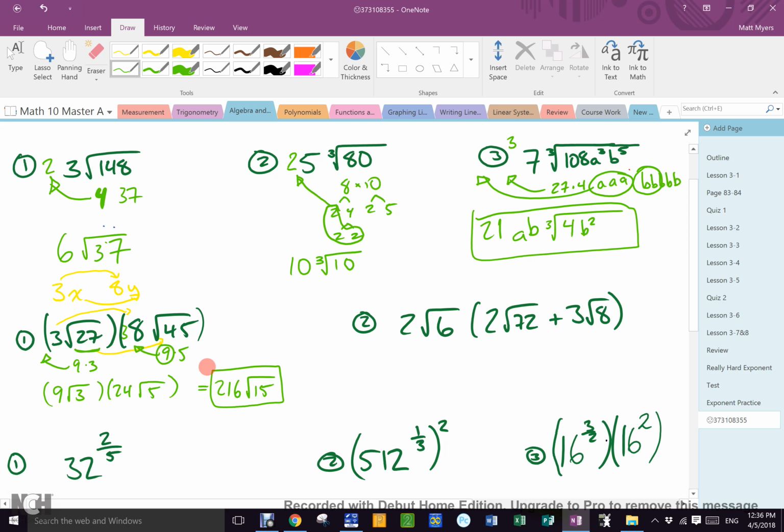Simplify every chance you get. Why aren't I simplifying that? 216 is a big number. Because you never simplify the coefficients, and 15 doesn't have a pair, does it? It's 3 times 5. Doesn't have a pair.